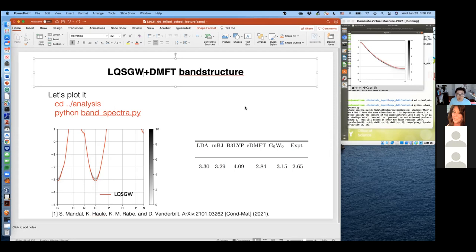Within our LQsGW calculation, the band width is about 2.9, and this is almost the same accuracy as eDMFT results. However, both of the calculations are still far from the experimental value of 2.65.